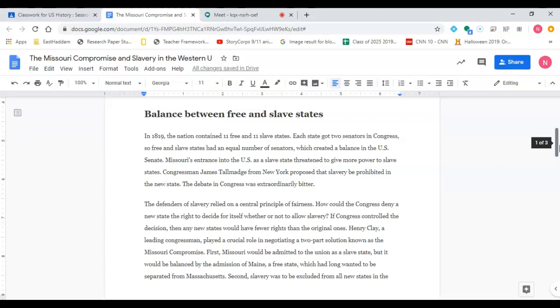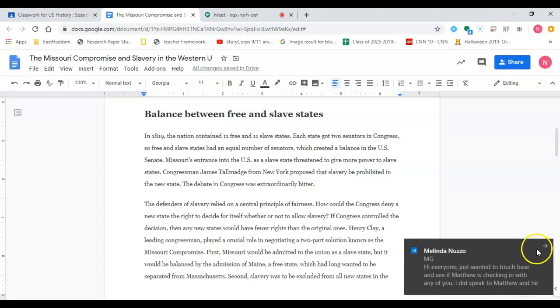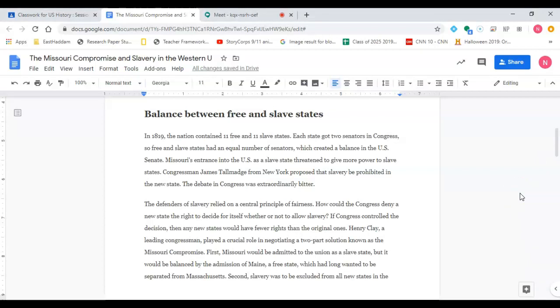Balance between free and slave states. In 1819, the nation contained 11 free and 11 slave states. Each state got 2 senators in Congress. So free and slave states had an equal number of senators, which created a balance in the United States Senate. Missouri's entrance into the United States as a slave state threatened to give more power to slave states.